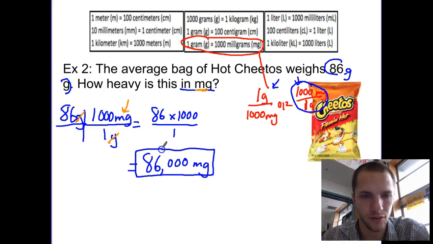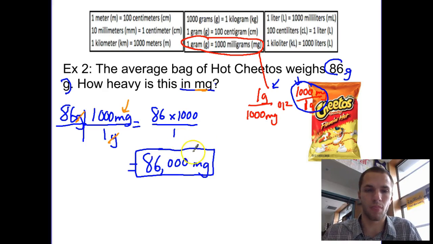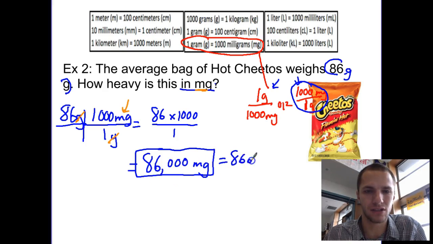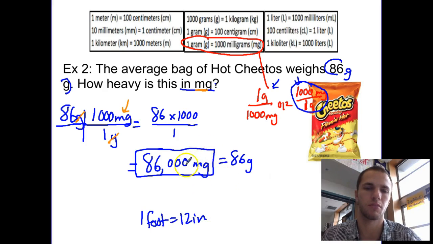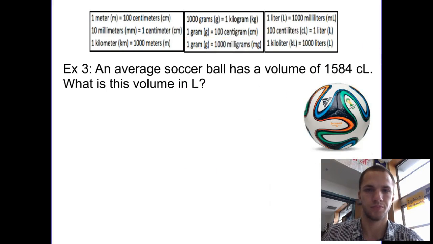That's my final answer. One thing I want to point out, this is saying that 86,000 milligrams is the same thing as 86 grams. I'm just representing it in a different unit. Just like I could say that 1 foot, like we talked earlier, is 12 inches. I'm just using different units to represent the same amount. Let's go ahead and do another problem.